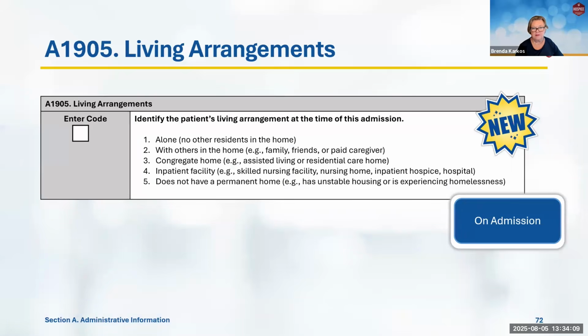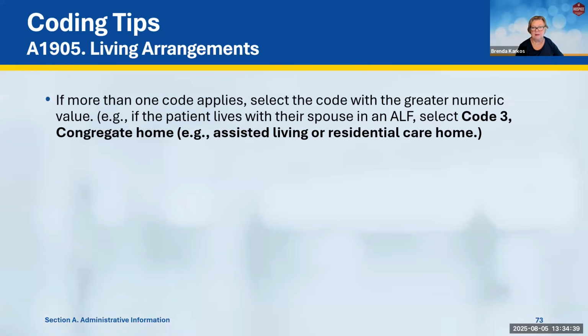So A1905, living arrangements, is another new item for HOPE in Section A, and it asks about the patient's living arrangements at the time of the admission. The choices include living alone, living with others, or in a congregate home or an inpatient facility. Choice number 5 is for those who do not have a permanent home, or it might mean they have unstable housing, or someone might be experiencing homelessness. And here's a coding tip for this item. If more than one code applies, select the code with the greater numeric value. For example, if a patient lives with their spouse in an assisted living facility, then you would code 3, congregate home.